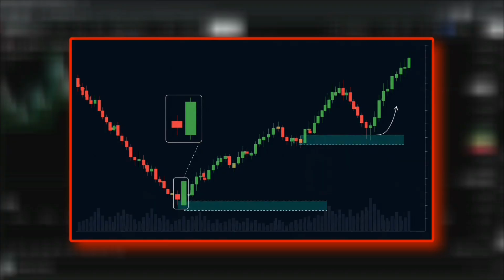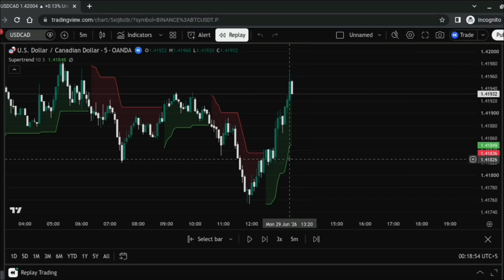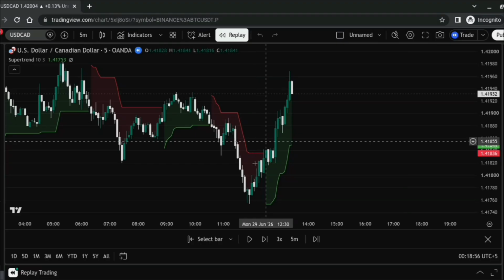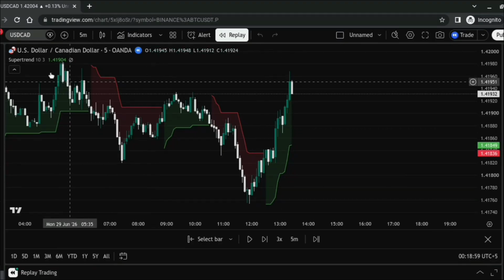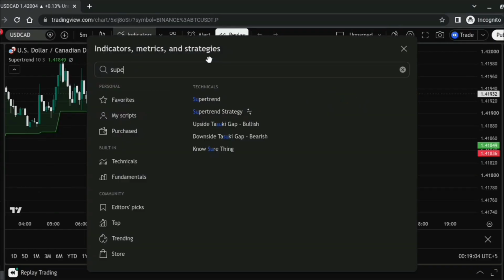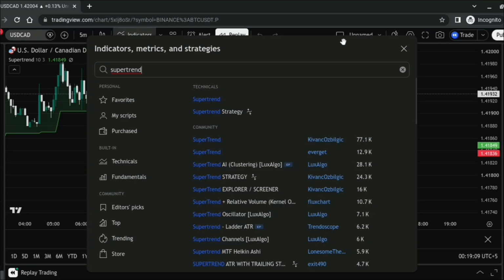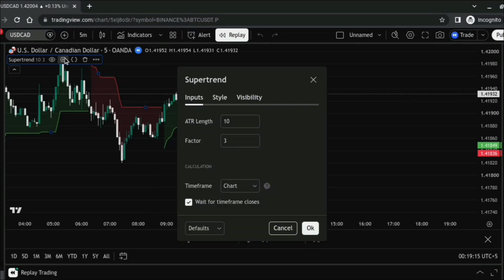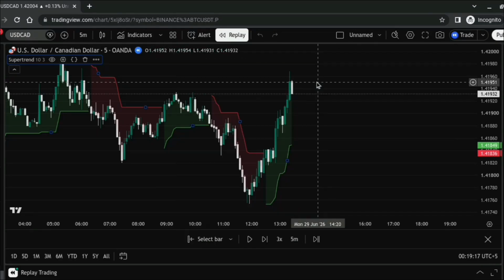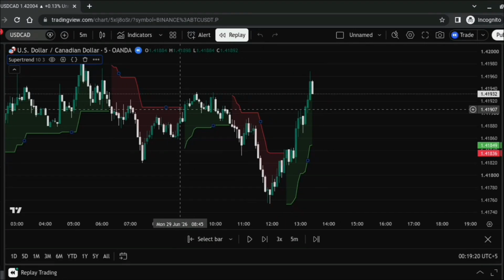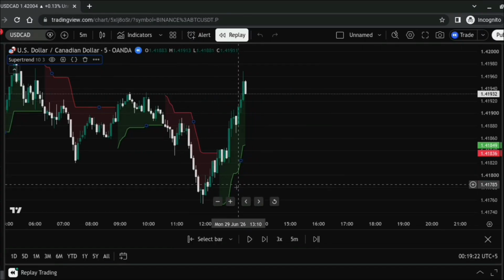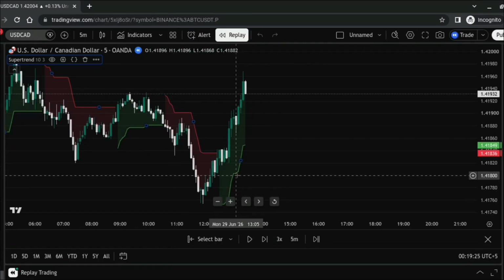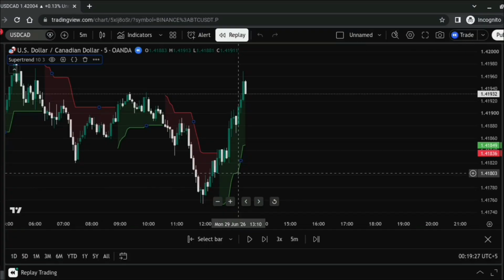You just have to make sure it is with a break of structure, let's say here. So what we're going to do is open any trend indicator from TradingView. Let's say in this case we're going to choose Supertrend. You can choose any Supertrend indicator, but I am using specifically this one. After that, we're going to see where the trend is. Let's say in this case the trend is bullish currently, which shows the green mark.